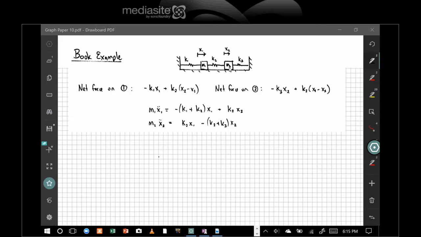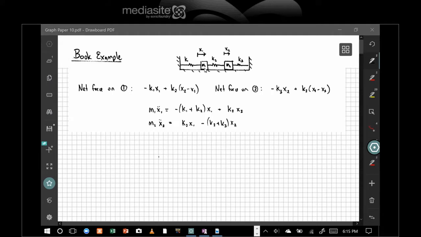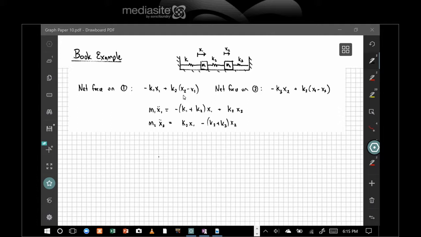I'm going to look at the net force on M1 and M2. Take a look at M1. First, what force is acting on it? The first thing is just the force of the spring of constant k1, minus k1 x1, so that just makes sense. The second term: think about this. k2 only acts if there's a difference between x1 and x2. So if x1 and x2 move together, then k2 doesn't stretch at all, and thus it doesn't exert a force.